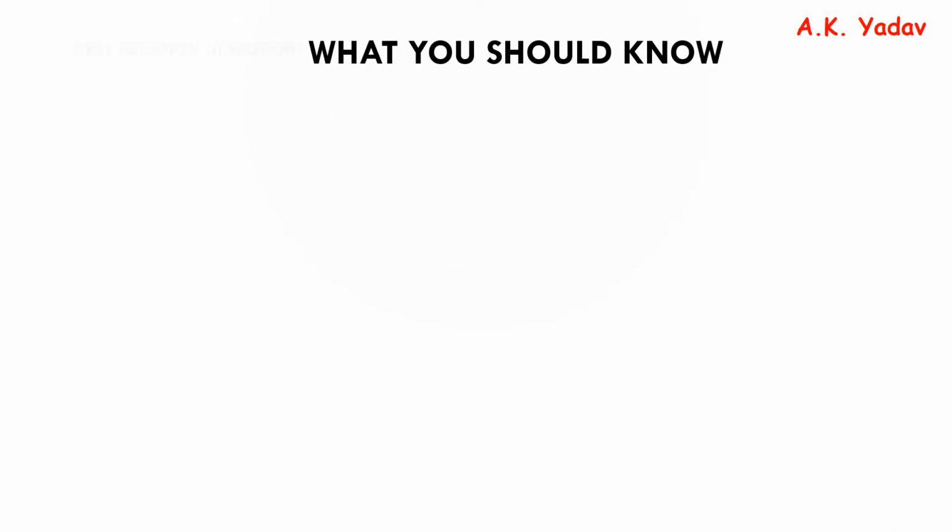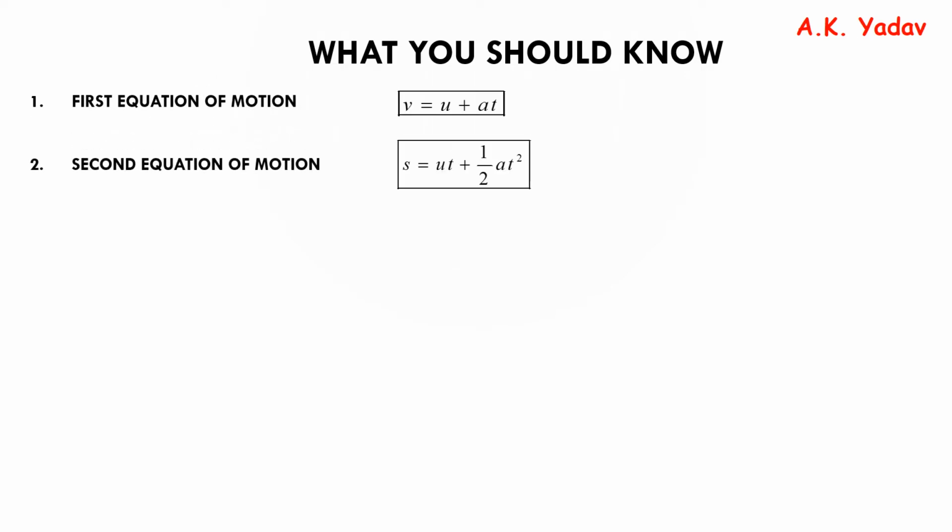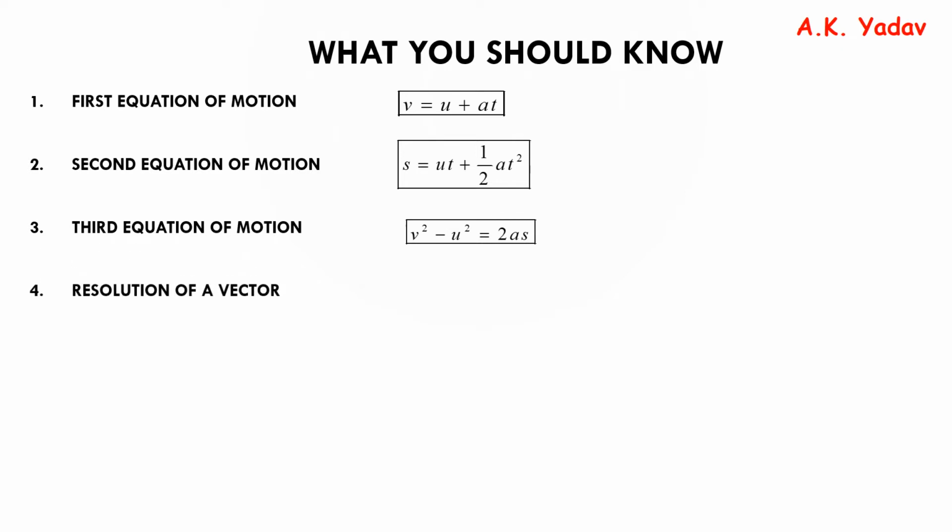What you should know: the first equation of motion, v equal to u plus at. The second equation of motion, s is equal to ut plus half at square. The third equation of motion, v square minus u square is equal to 2as. And the resolution of a vector. So if I have a vector A making an angle theta with horizontal, then its horizontal component is A cos theta and vertical component is A sin theta.